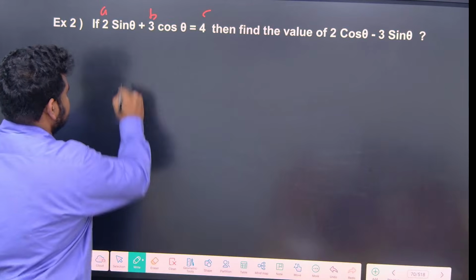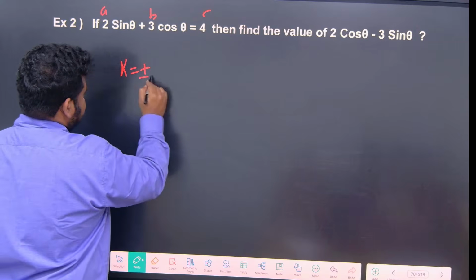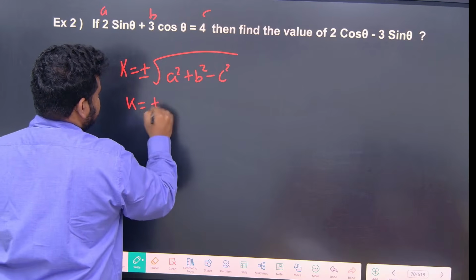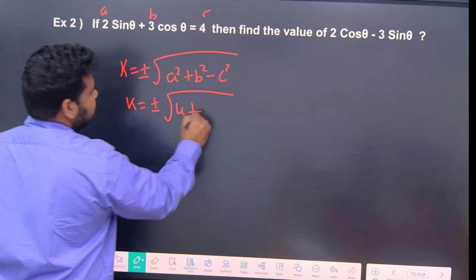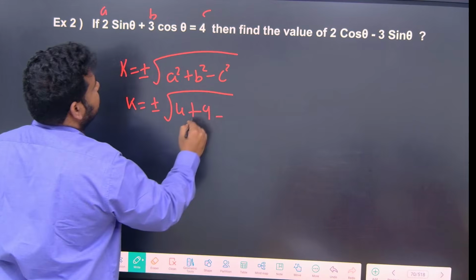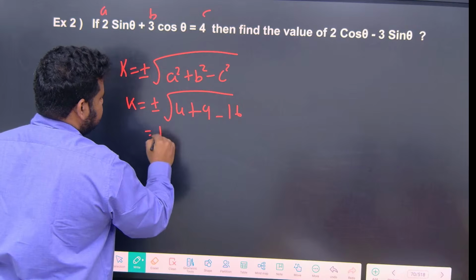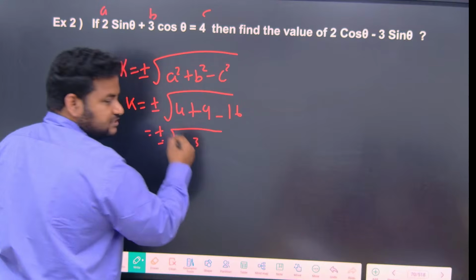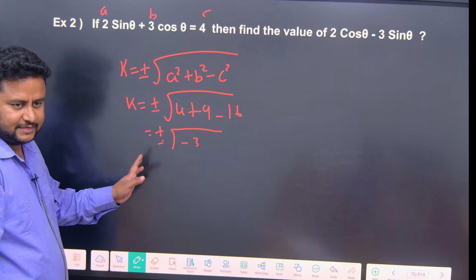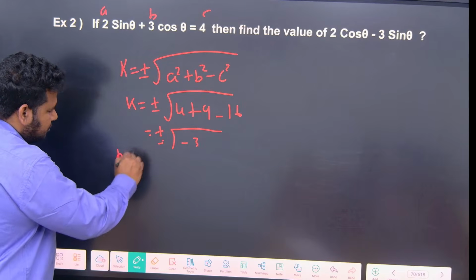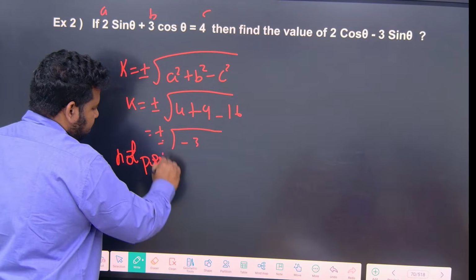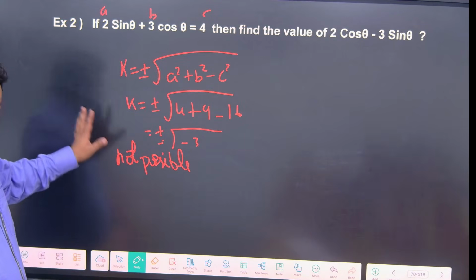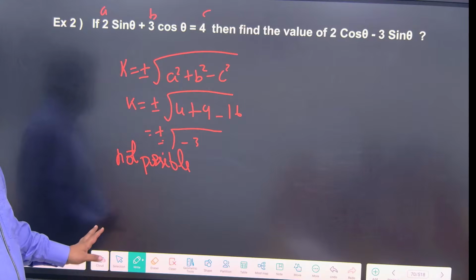K value is plus or minus square root of A square plus B square minus C square. A square is 2 square, 4. B square is 9. Minus C square, which is 16. So this is plus or minus 13 minus 16, which is minus 3, definitely not possible. You cannot write a complex number here for K. So the answer is not possible or none of these. We have to get a real number, not a complex number. Clear?